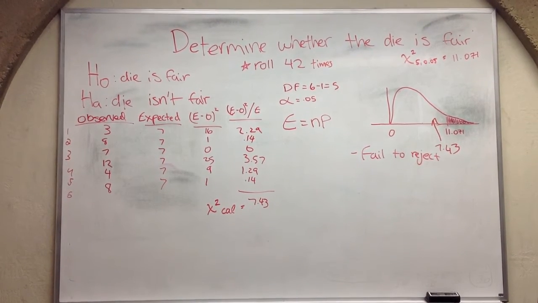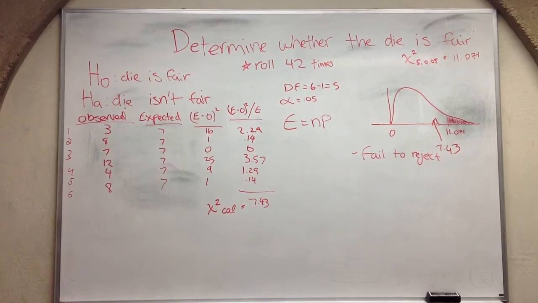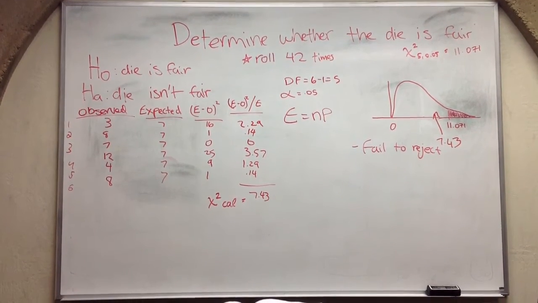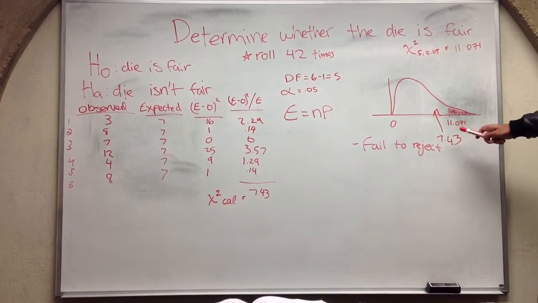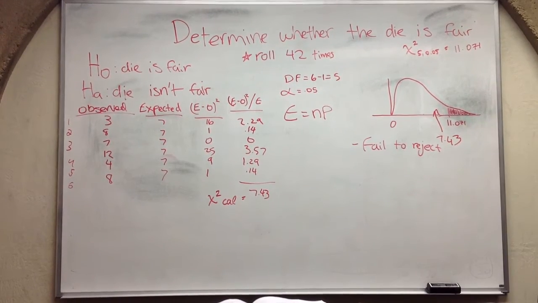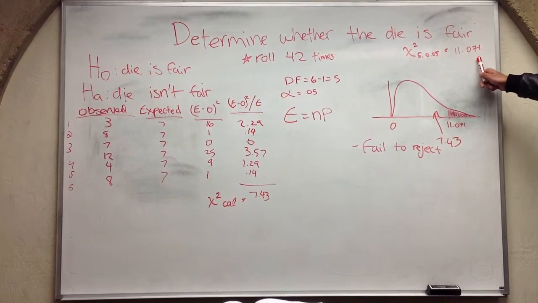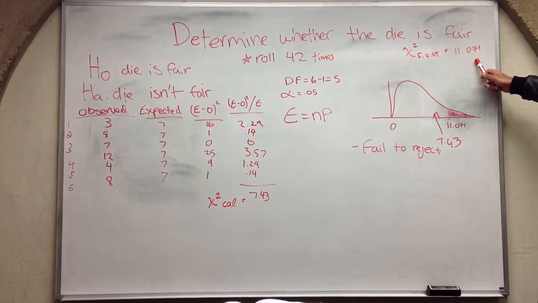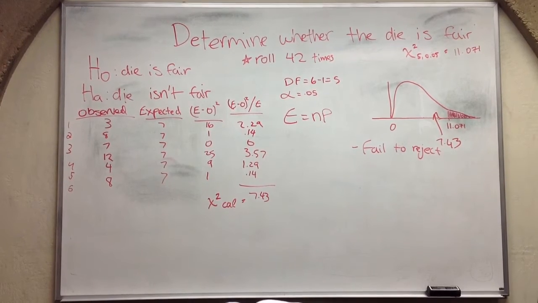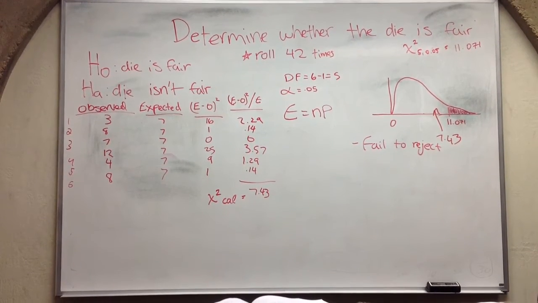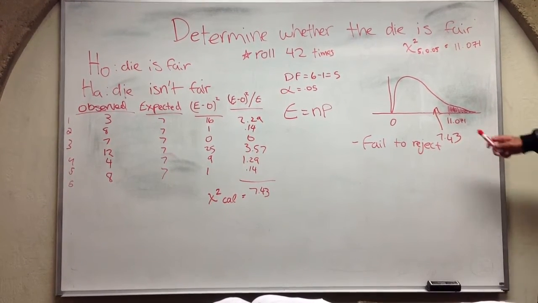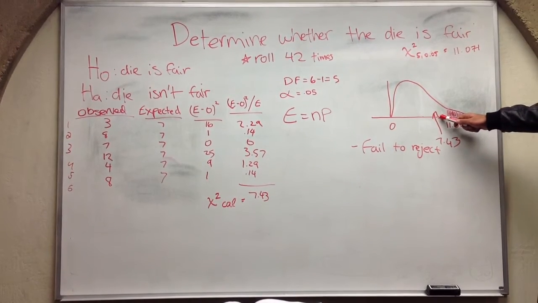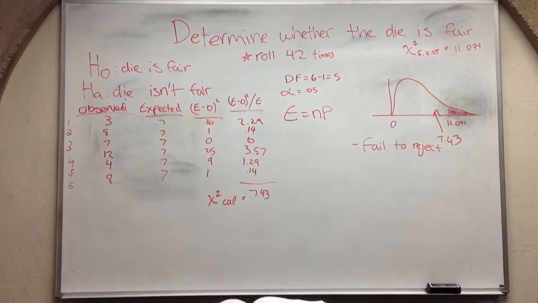And then after that, you take the degrees of freedom and alpha, and you get 11.071 for chi-squared. And then you take your chi-squared calculated and put it on the graph, and you fail to reject.